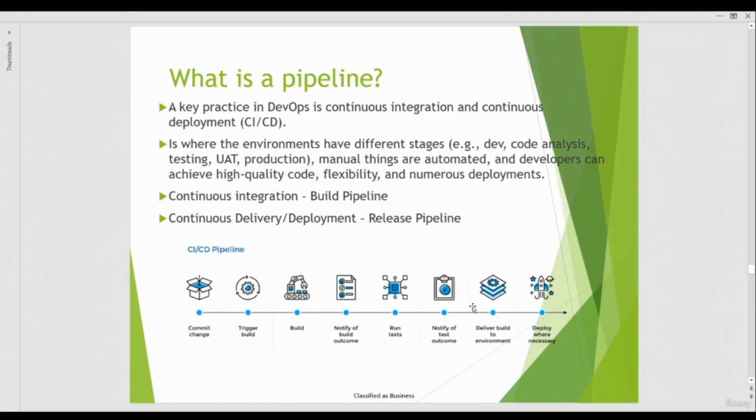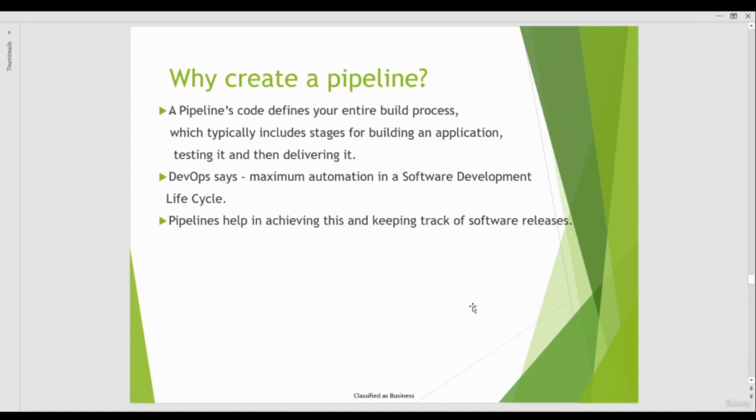There are two different pipelines available: build pipeline and release pipeline. Build pipeline supports continuous integration, release pipeline supports continuous delivery or continuous deployment. In a CI/CD pipeline, it mainly focuses on how to automate the commit stage, build, static code analysis, software composition analysis, and all these other stages. Why do we need a pipeline, or why create a pipeline?